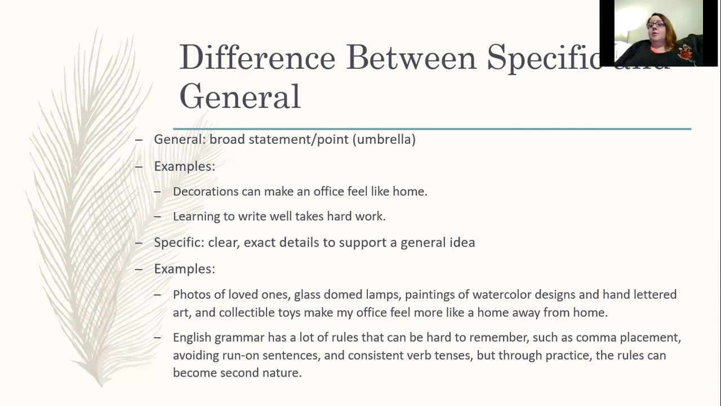Learning to write well takes hard work, which is general. English grammar has a lot of rules that can be hard to remember, such as comma placement, avoiding run-on sentences, and consistent verb tenses. But through practice, the rules can become second nature. So there I have some more specific examples that are backing up those general points. Doesn't mean that the general points are bad, they just need some specific points to back them up.